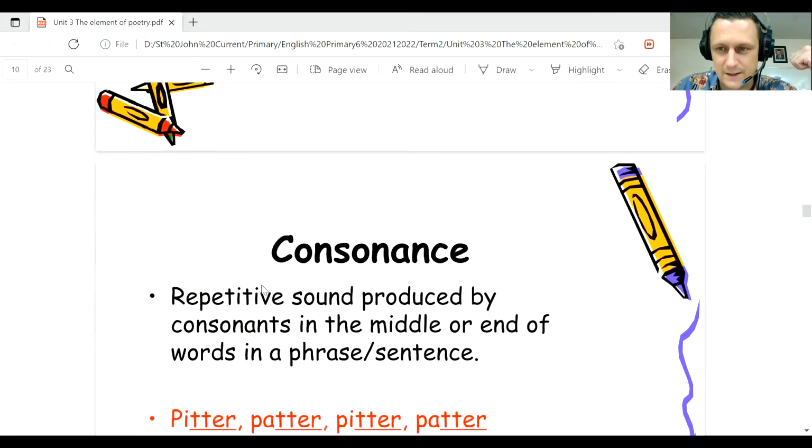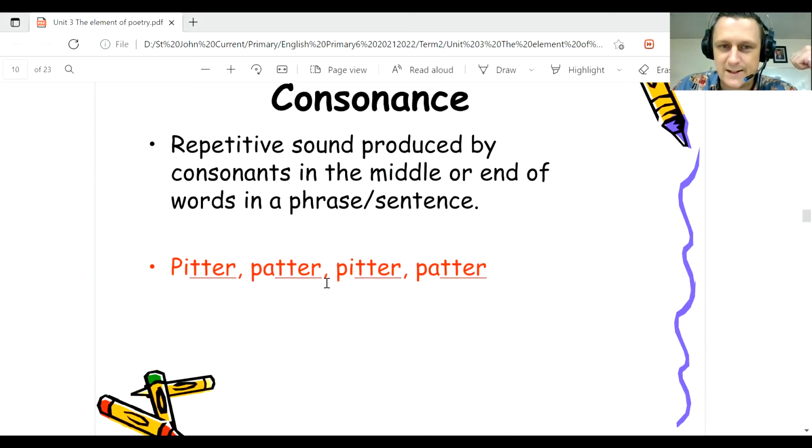But anyway, let's continue. So you get alliteration, consonants. It just means repeating the same kind of sound, but not vowels. Vowels are A, E, O, U, I. If it means repetition of the vowel sound, it means assonance. Consonants mean, yeah, it's in the word, right? Consonant letters B, C, D, F, G.